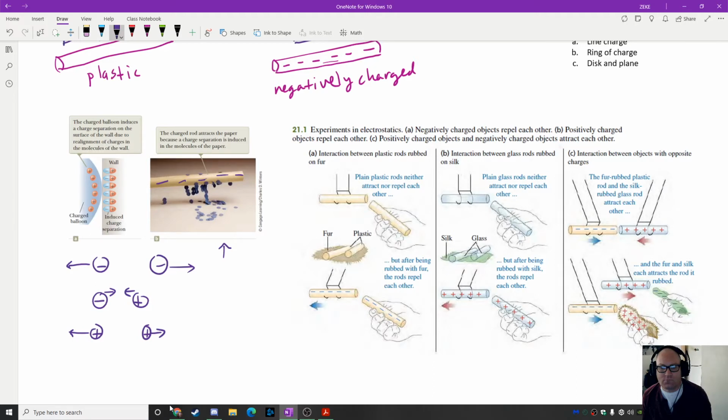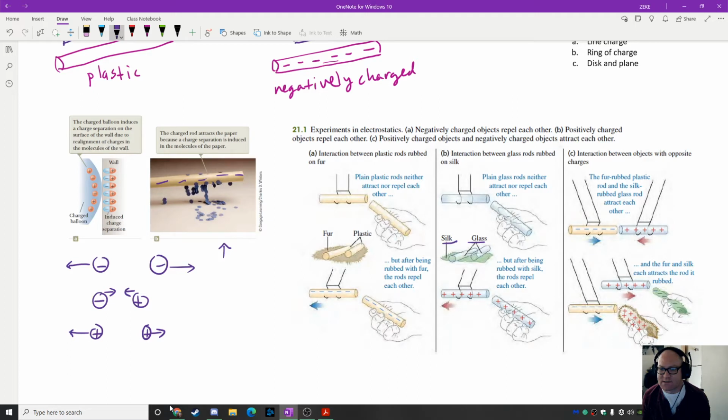So for positive charge, what you do is instead of using a plastic rod, you use a glass rod, and you rub it with silk, okay? The effect here is that the glass will become positively charged, but the silk will become negatively charged. And then if I take a glass rod, bring another glass rod near it, it repels it, okay?